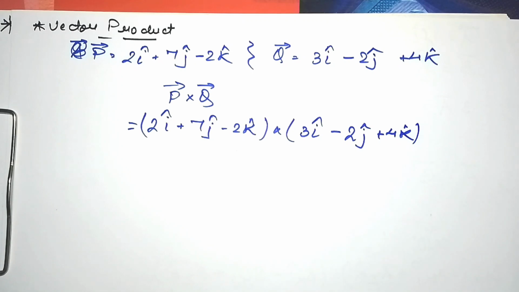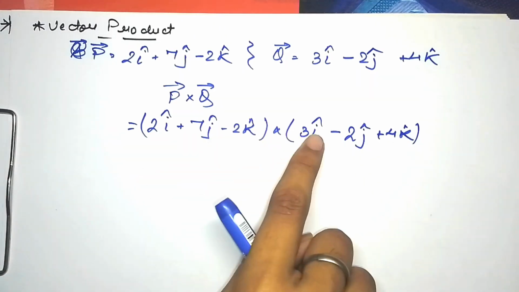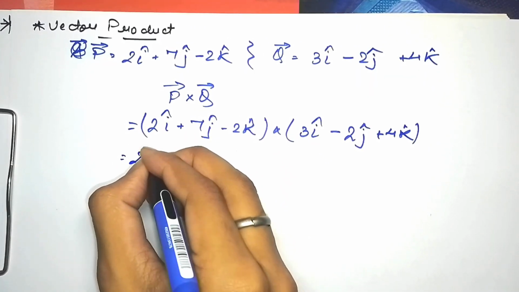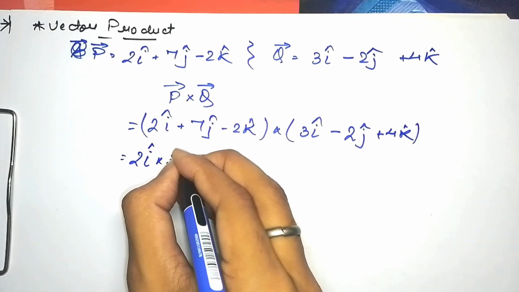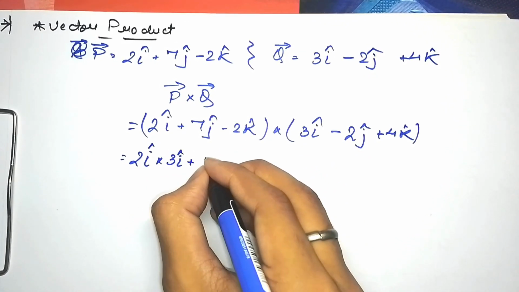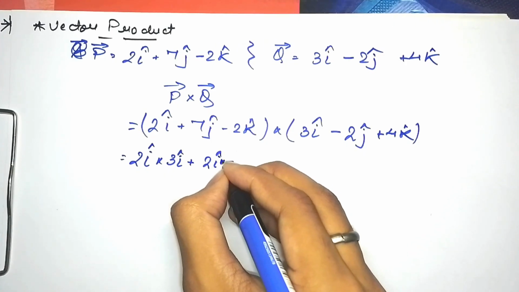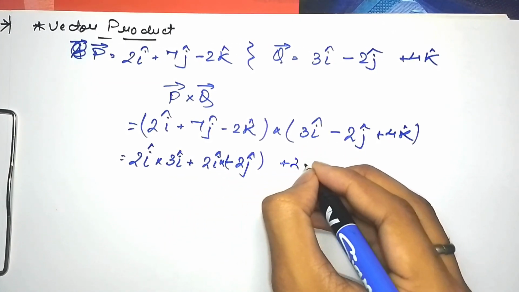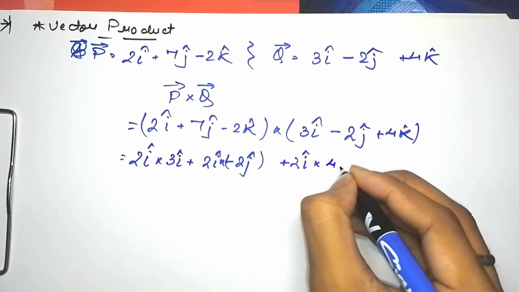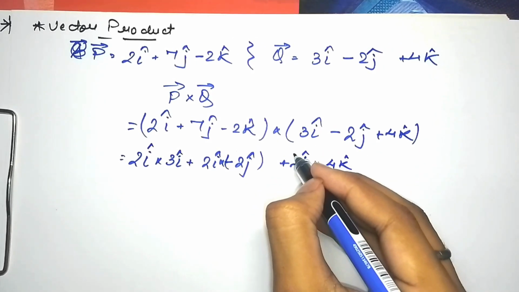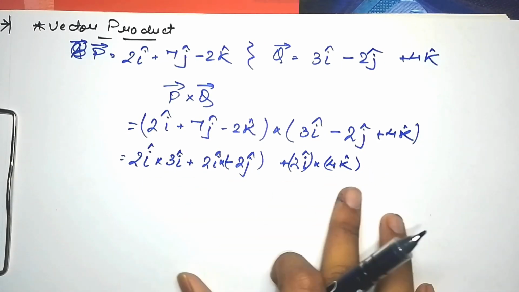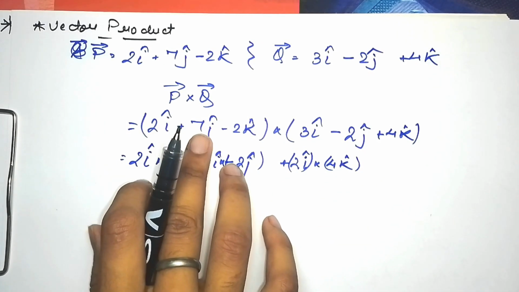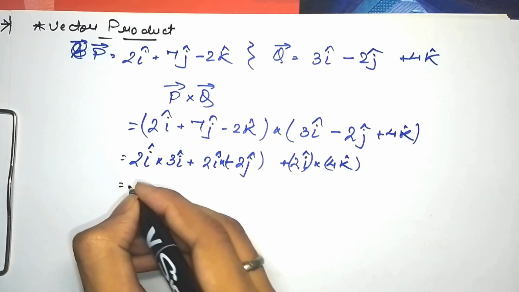I hope it's clear till now. When we are taking the cross product, we would do the similar thing that we did in the case of dot product. 2i cap cross with 3i cap. Again, we would do 2i cap cross product with minus 2j cap. Again, 2i cap and its cross product with 4k cap. I hope you understand till now. Now we will just solve three of them first. After that, we will move on to j cap and k cap. So let's try this out.